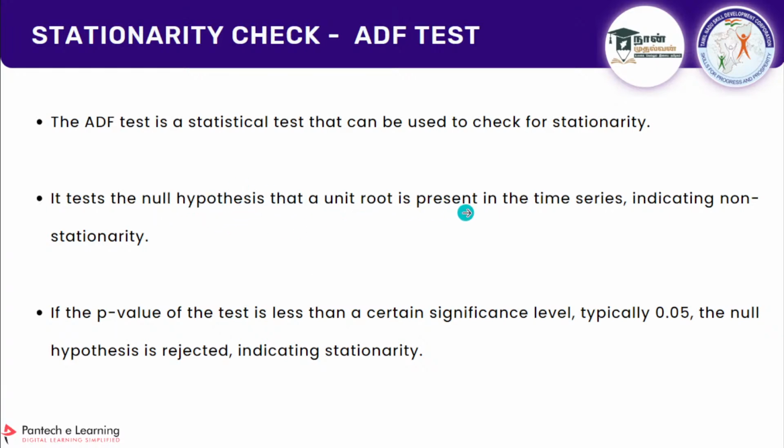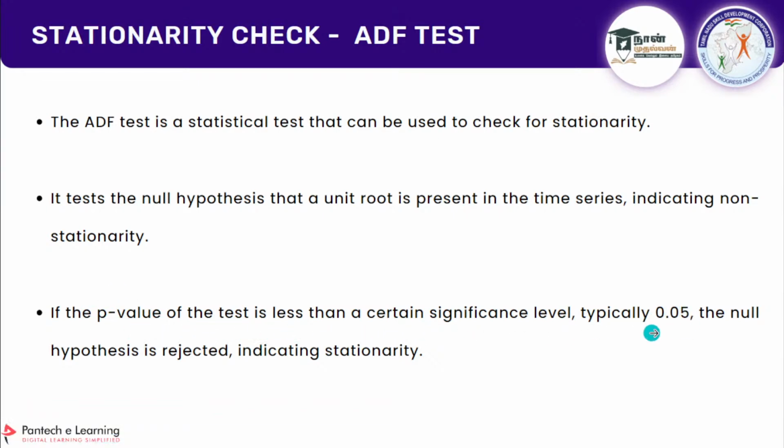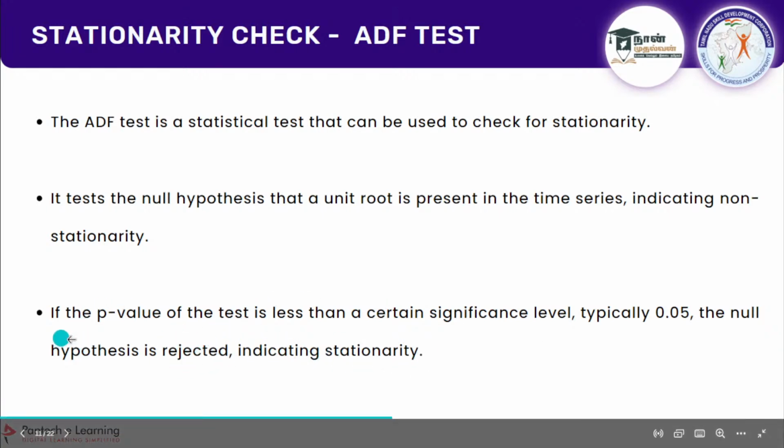that a unit root is present in the time series, indicating it is non-stationary. So when you actually run this, you will get a p-value for the test, and it should be less than 0.05, and there are some other methods too, I'll tell you when we see that. If the value is less, then the null hypothesis is rejected, indicating stationarity. What is this hypothesis, guys?